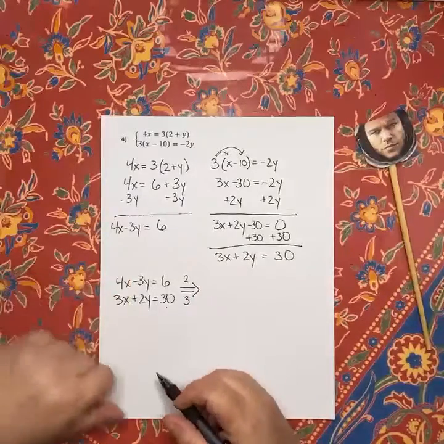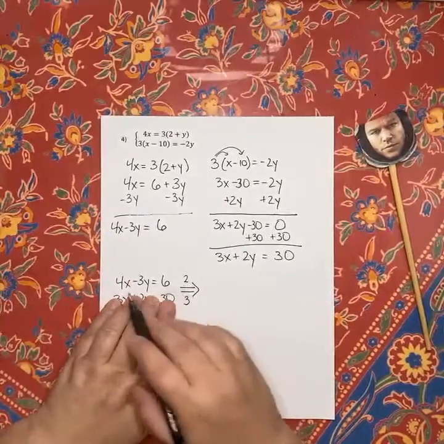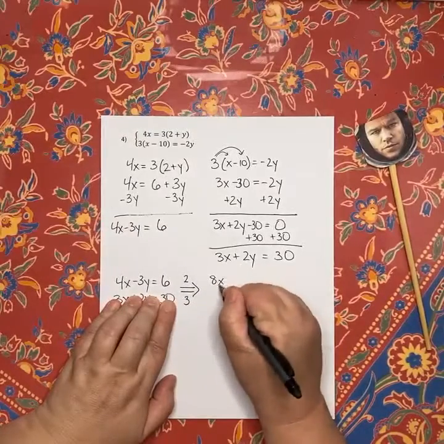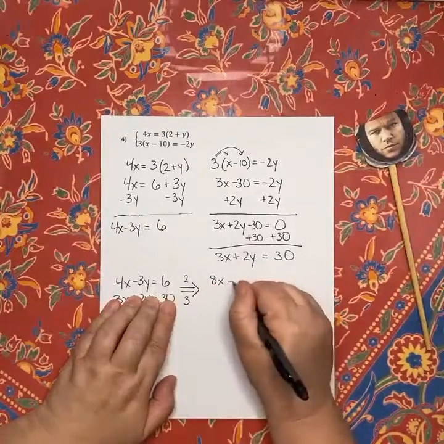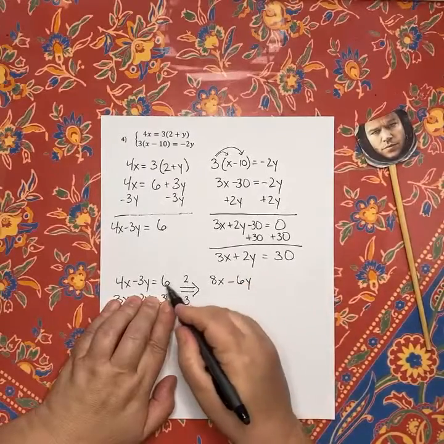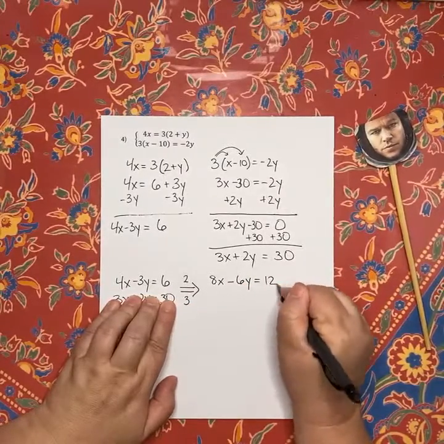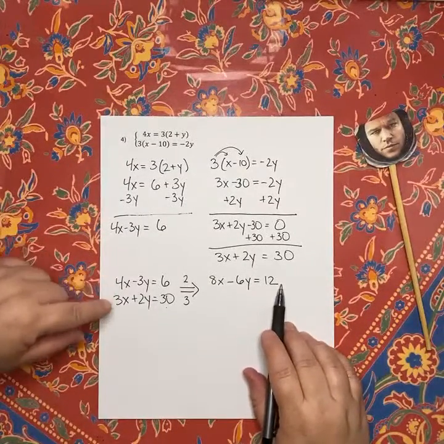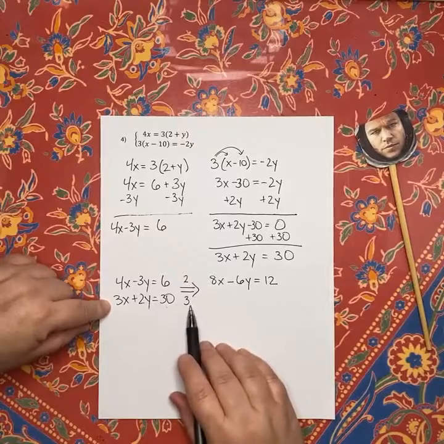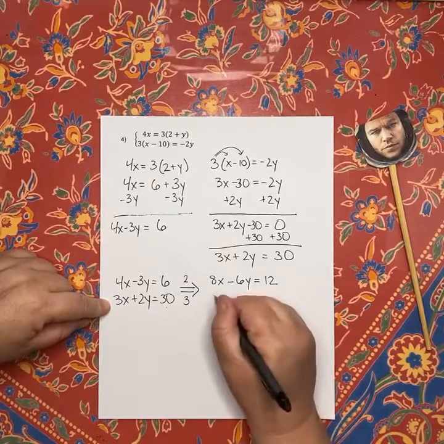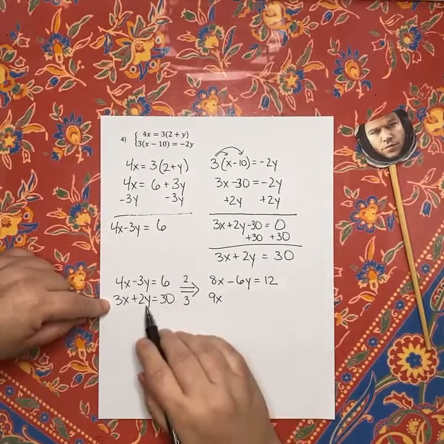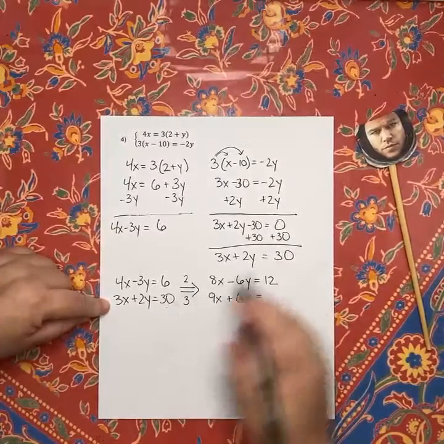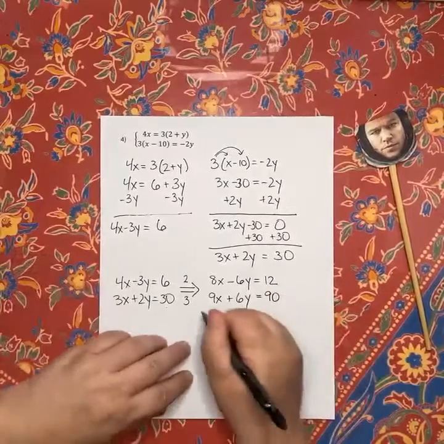Let's look at what that looks like. I take 2 and I multiply all the way through everything. So 2 times 4x is 8x. 2 times negative 3y is negative 6y. 2 times 6 is 12. So I've transformed this whole equation into this whole equation. Now down here, I'm going to multiply by 3. So 3 times 3x is 9x. 3 times 2y is positive 6y. And 3 times 30 is 90.